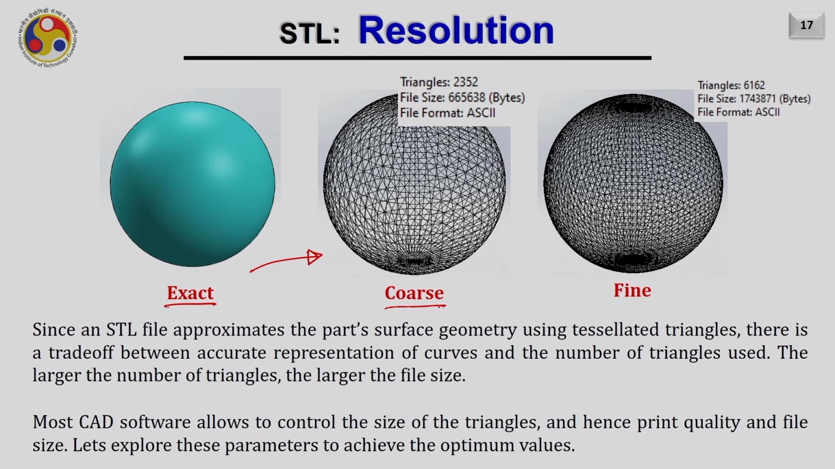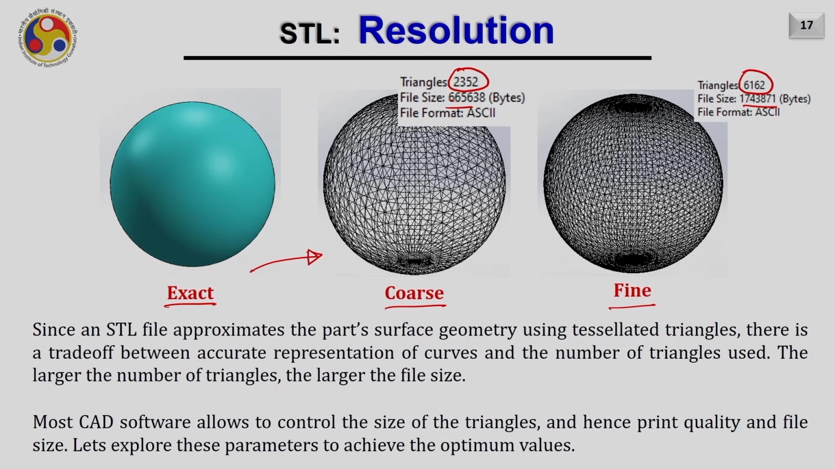This is a coarse representation of the object and this is a fine representation. You can see that the number of triangles here is 2352, while the number of triangles here is 6162. The file size, you can also see, is increasing.